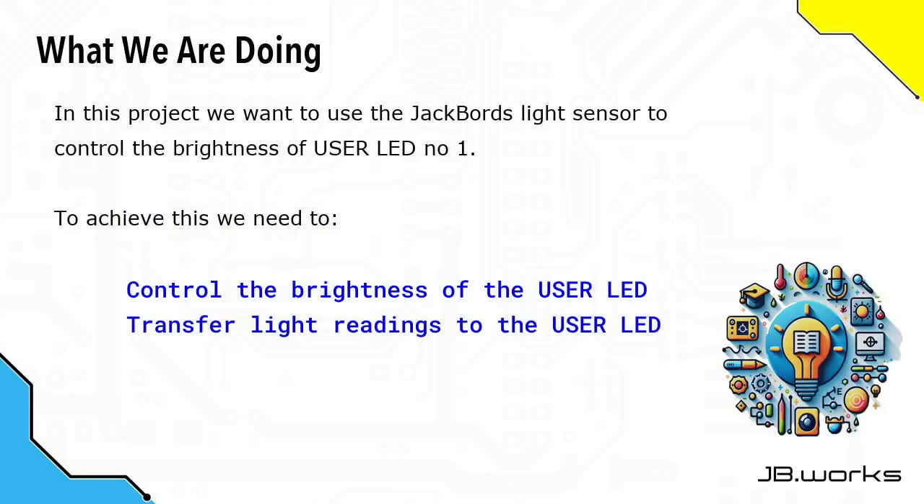For this project, we want to use the JackBord's built-in light sensor to control the brightness of one of the user LEDs, in this case number 1. To achieve this, we need to be able to do two things. The first is to control the brightness of the user LED. The second is to transfer the readings from the light sensor over to the user LED so that its brightness will be controlled.